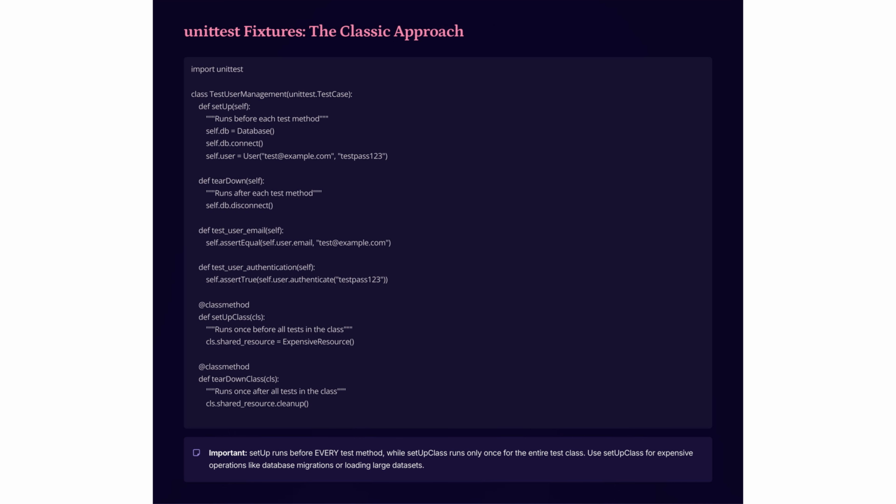In unittest, fixtures are managed using setUp and tearDown methods, executed before and after each test method, respectively. setUpClass and tearDownClass run once per class, ideal for costly operations. This approach, while effective, can be verbose and less flexible compared to modern alternatives like PyTest, which we'll explore next.